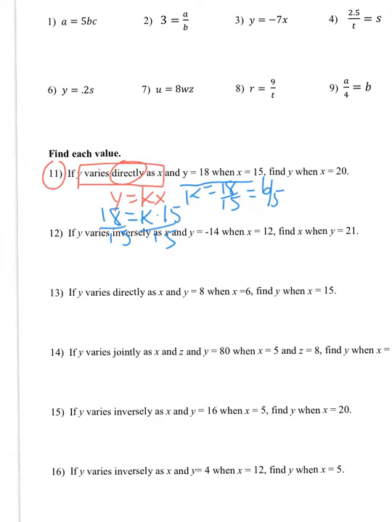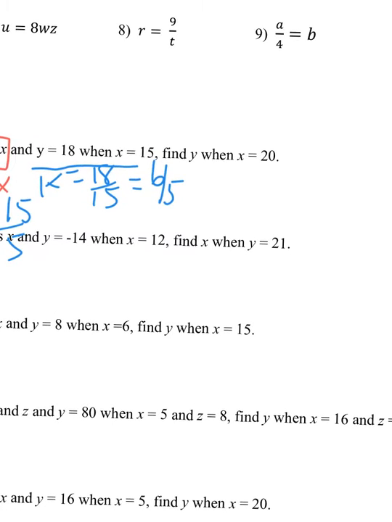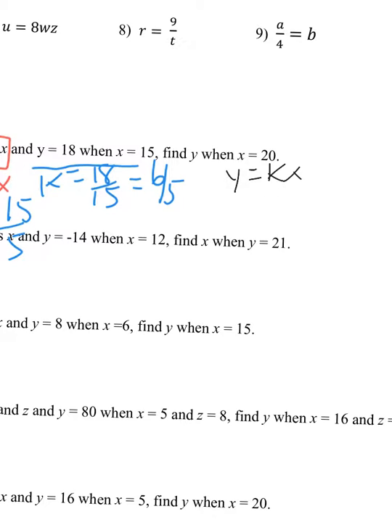Now I'm going to come over here a little bit and rewrite my direct variation y equals kx. So now I know it's y equals 6/5 times x. And here's what we're supposed to find: find y when x is 20. So they're going to give us one of the variables and then we find the other one. In this case, we're finding y. Sometimes it could be find x.